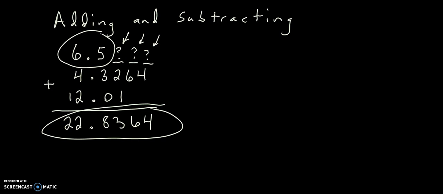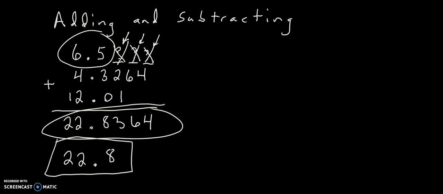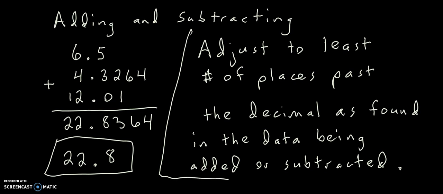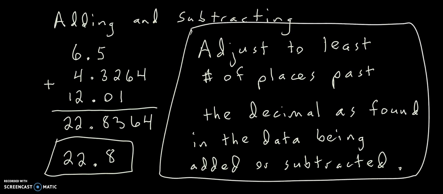Consequently, when we go to adjust our final answer, the final answer cannot have anything in the hundredths, thousandths, or 10,000ths position. The collected data limits us to express this answer only one place past the decimal, and so the proper answer would be 22.8 rather than the 22.8364. We'd round this to 22.8. So the guideline here is we adjust to the least number of places past the decimal in the data that's being added or subtracted. In this case, the 6.5 had only one place past the decimal, so the final answer could only go to one place past the decimal.